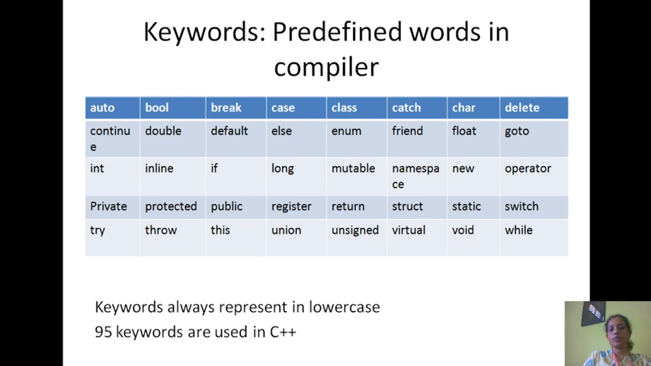So a keyword we can always write in lowercase. Uppercase characters we cannot use in the case of keywords. If we write the same word in capital letters, then that one is not considered a keyword, because keywords are already defined in the compiler. So lowercase words are defined in the compiler, and that is called a keyword.